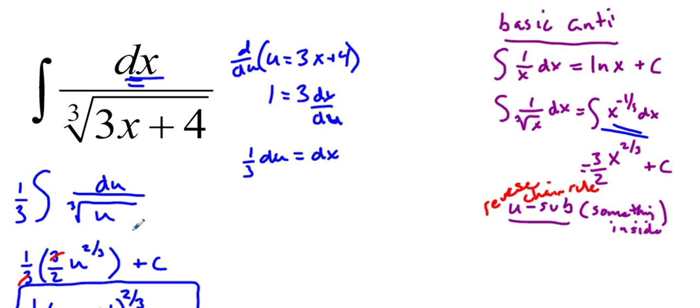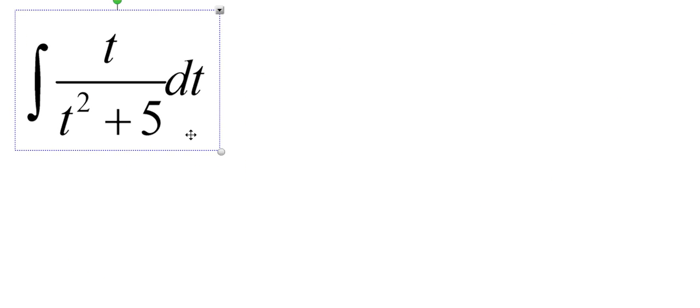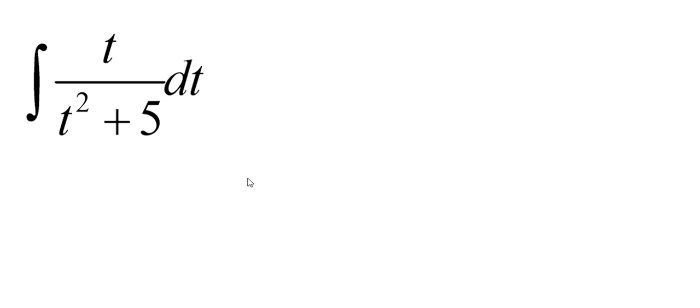Okay. Well, I'm going to try one more. I'm going to give one more example, and then I'll stop this so you can see some other stuff. But all right, let's try this one. Once again, you look at this problem, and you might not see what's going on. You see a t, you see a t squared plus 5. Well, let's see if we can figure this one out. Once again, is there a basic antiderivative? I don't see anything basic here.